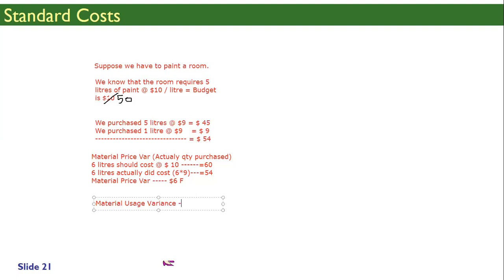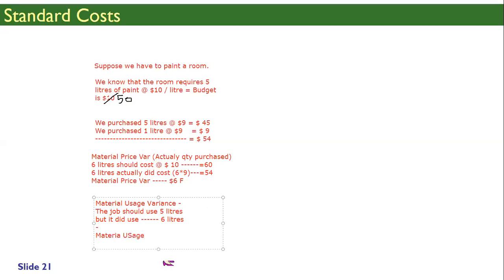And material usage variance, again, we talk about how much we used. And so we say that the job should use 5 liters, but it used 6 liters.